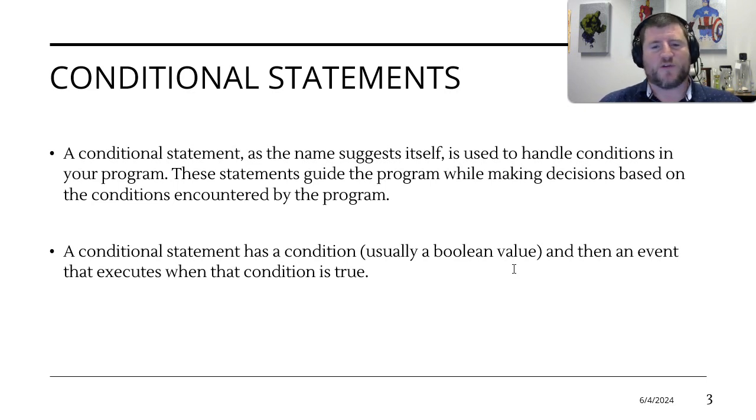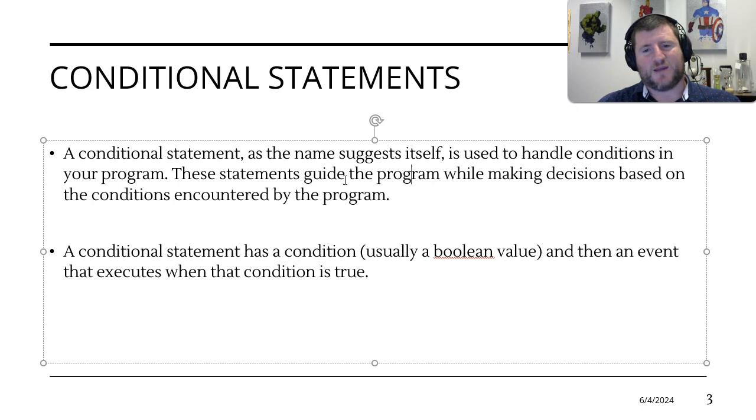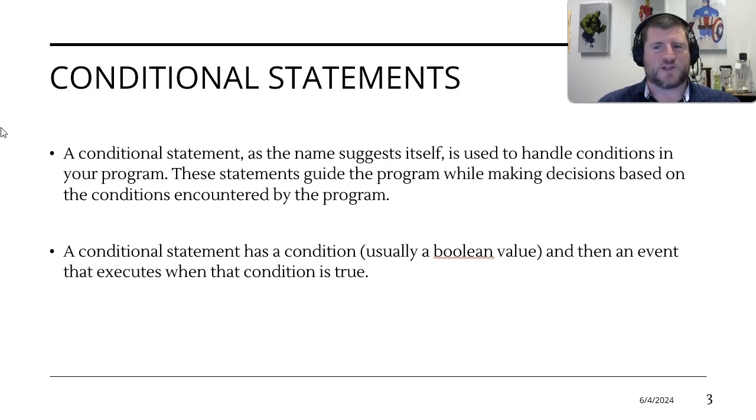It can only have two options. Sometimes there are other conditions where you can have more than two, but the ones we're going to talk about today only have two options because they're all using a Boolean value. So these statements are really what make your program work. It's still linear, step by step, but the decision-making process happens because of conditional statements.